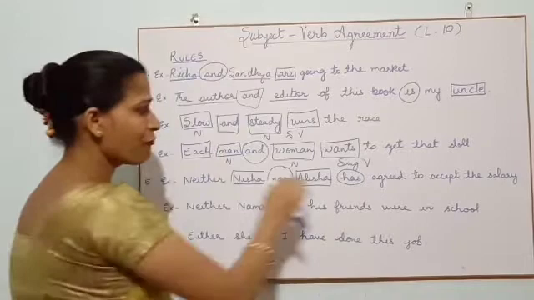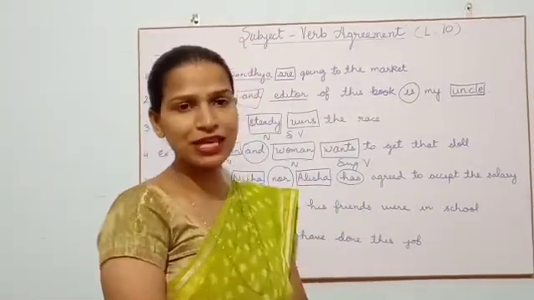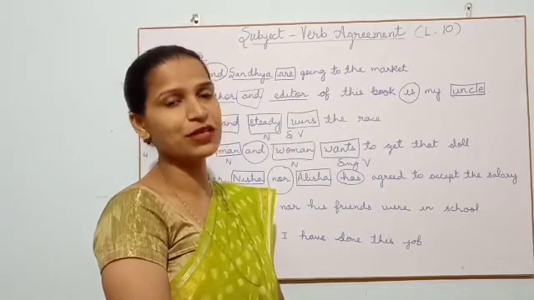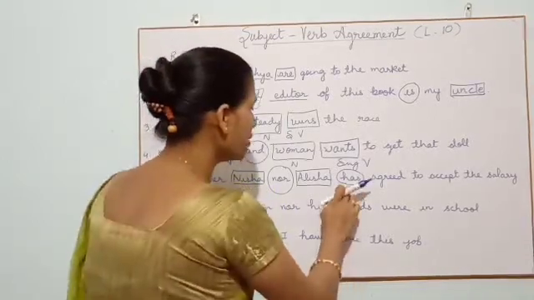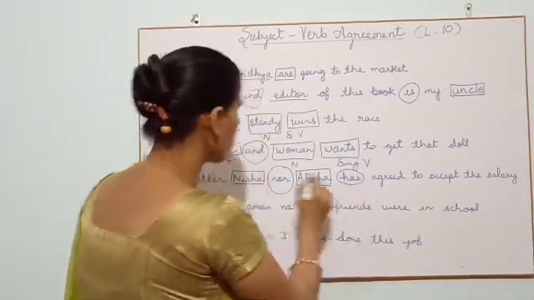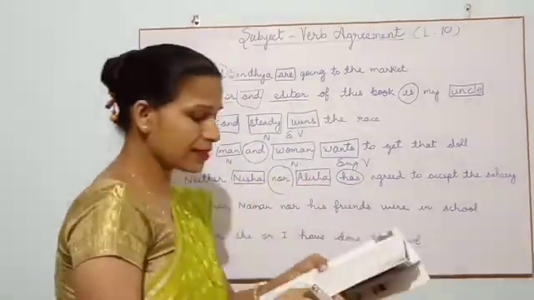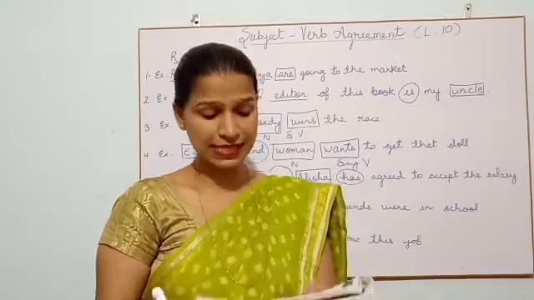Has. For plural, what do we take? We take the word have. And for the past, we take the word had. So here we have taken the verb has because we are taking them as singular. Then it says, rule number 6.